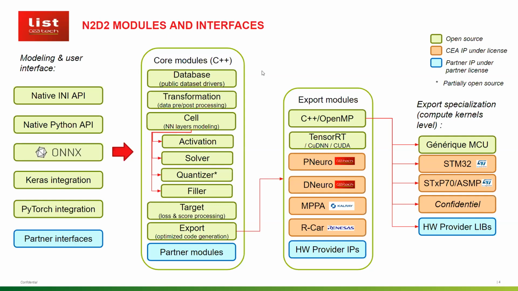There are also targets and different exports, which are export generations, written in C++. For the export modules, you can see that many of those are under license, and we also have the C++ export and TensorRT, which are open source. And on the last part, you can see that we can specialize ourselves for different needs of our industrial partners in order to customize the export. So we can move to the next slide.